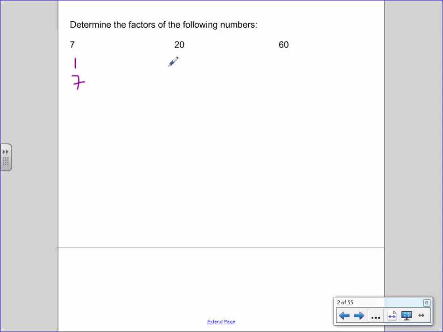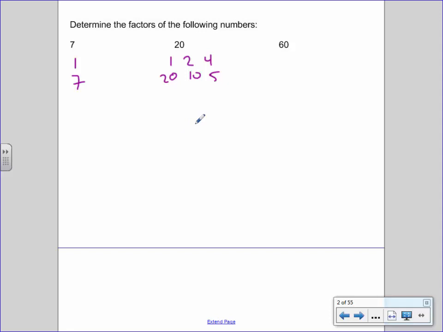Like for example, the number 20. 20 divides by 1. 20 divides by 2. Doesn't divide by 3. Does for 4. In a way, you can almost pair these guys up. 4 went with 5. 2 went with 10. 1 went with 20.